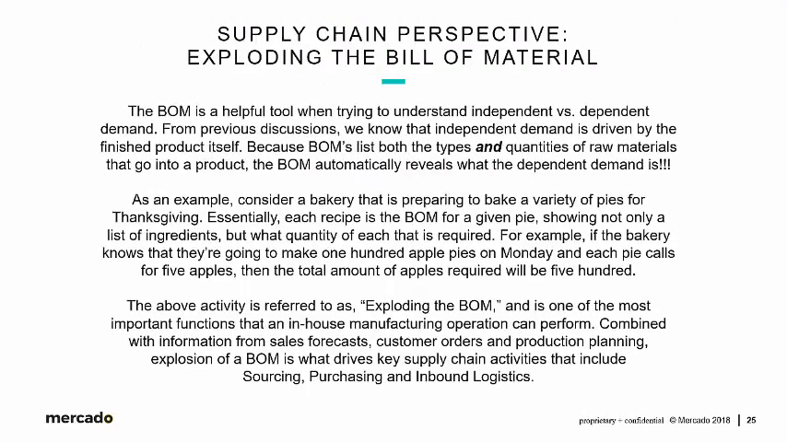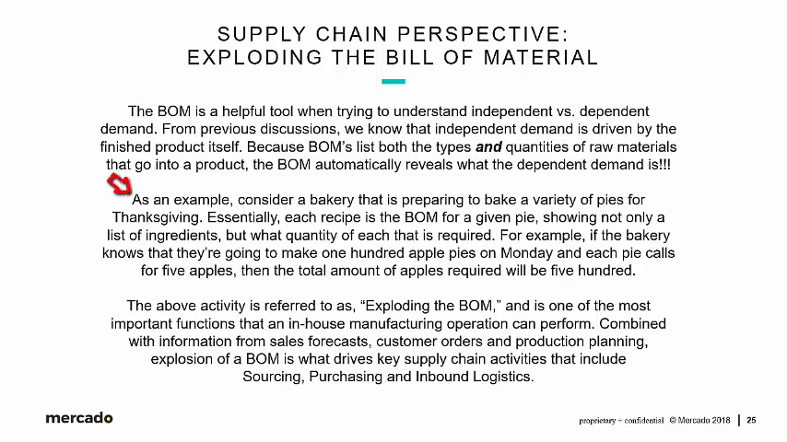Let's wrap up this section with a supply chain perspective: exploding the bill of material. What does that mean? The BOM is a helpful tool when trying to understand independent versus dependent demand. From previous discussions, we know that independent demand is driven by the finished product itself. Because BOMs list both the types and quantities of raw materials that go into a product, the BOM automatically reveals what the dependent demand is. That is the essence of the relationship between independent and dependent demand.